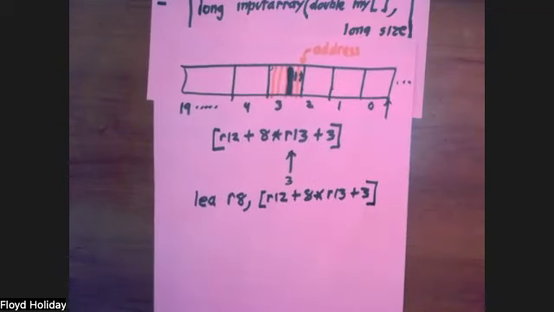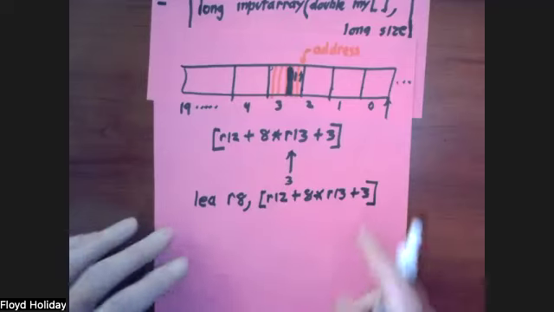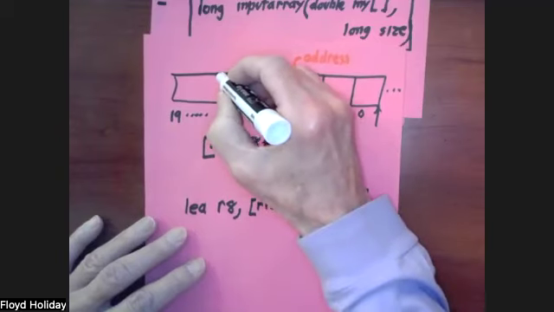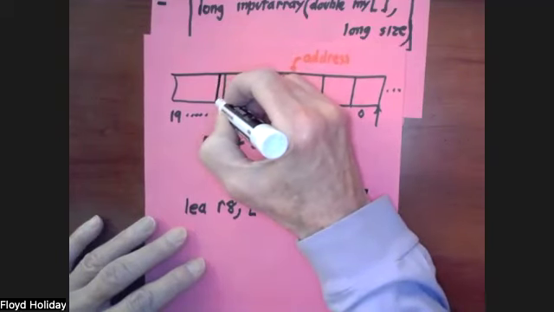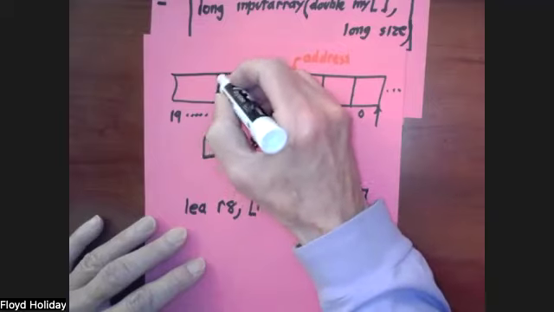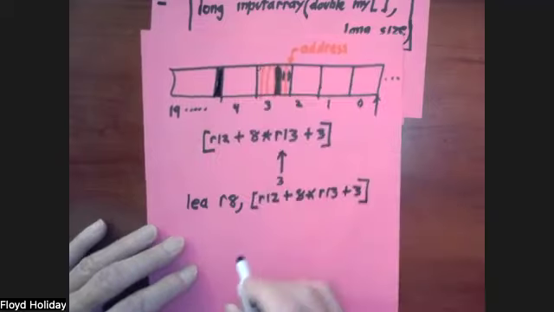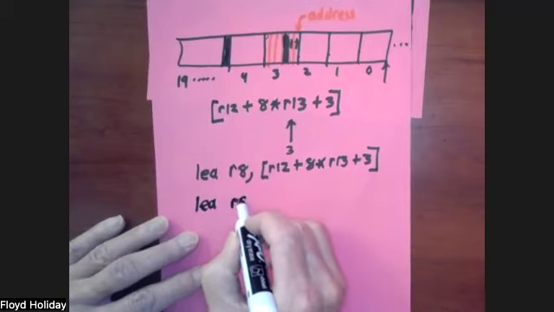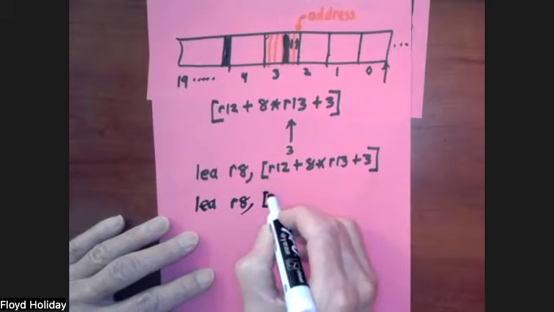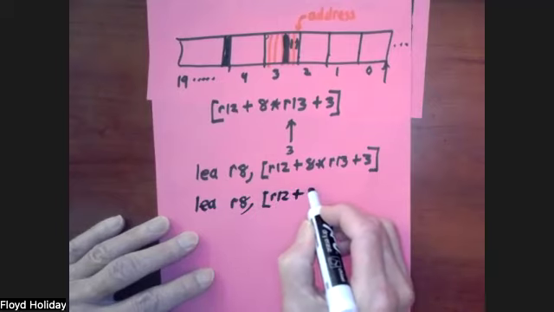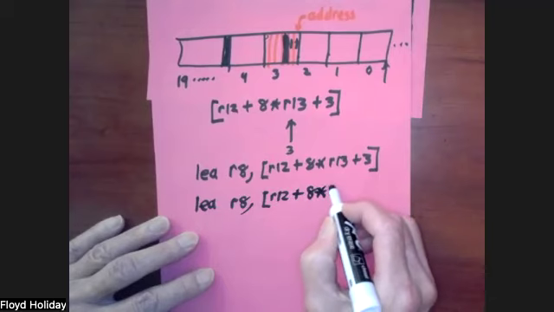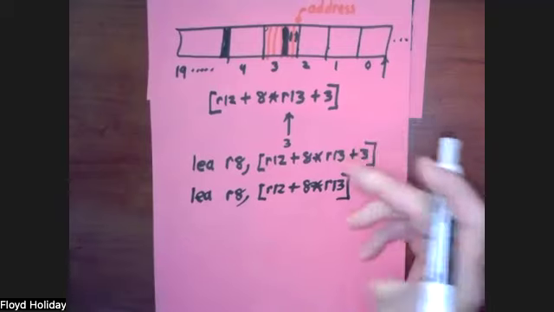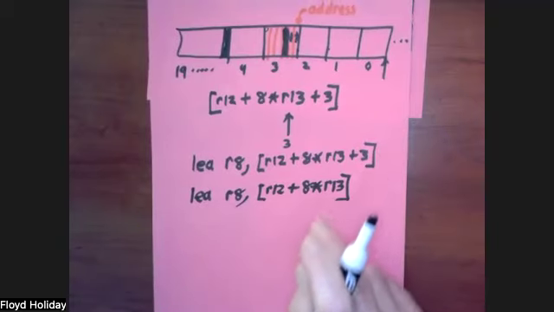What I'm going to show you right now, we really don't need the +3. We're just going to pick up the address of the first byte in the cell, like this would be the first byte in cell 4. So we'd be more interested in LEA R8, R12 plus 8 times R13. The second number is a 0. So it looks like this.